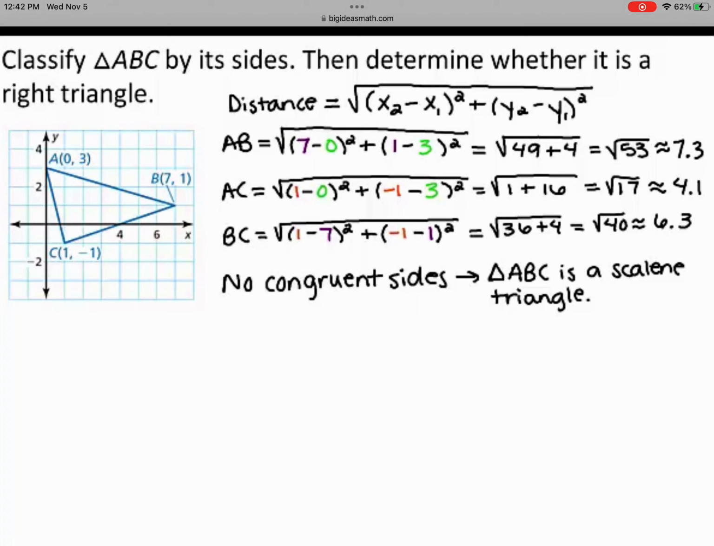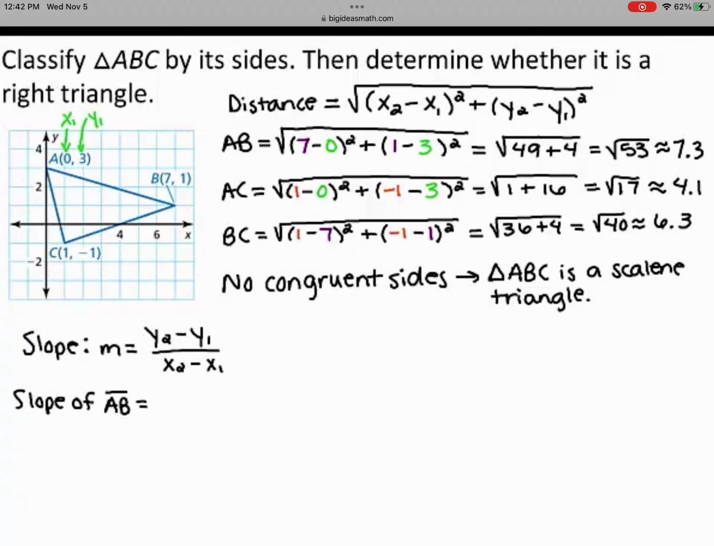So, you need to find the slope of each side of the triangle. You can find the slope of each side using the slope formula. To find the slope of side AB, let x1 equal 0, y1 equal 3, x2 equal 7, and y2 equal 1. You can substitute these values into the slope formula.